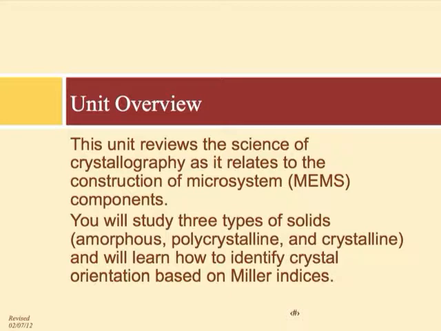So we look a little bit at the science of crystallography and how that relates to MEMS. You're going to see three different types of structure: amorphous, polycrystalline, and crystalline. And you'll be able to identify crystal orientation based on something called Miller indices. Miller indices aren't anything to be scared of. It's like knowing which direction you are on a map, right? North, south, east, west, up and down. Miller indices are written a little bit differently, but it's basically just directions.